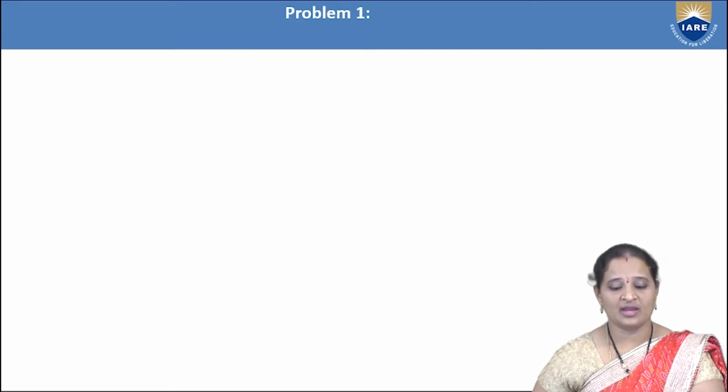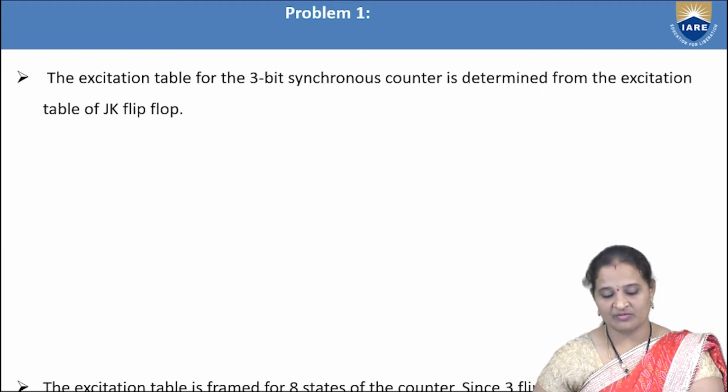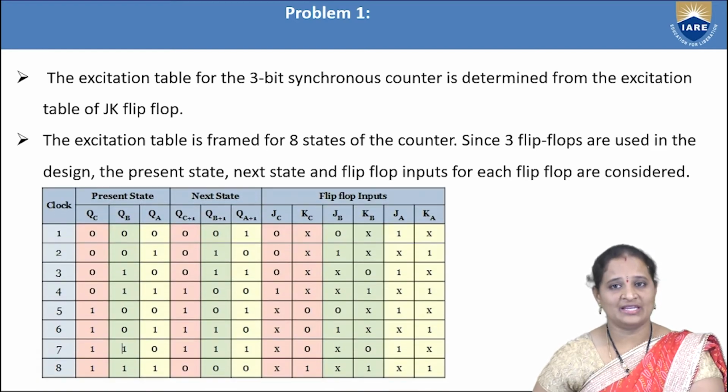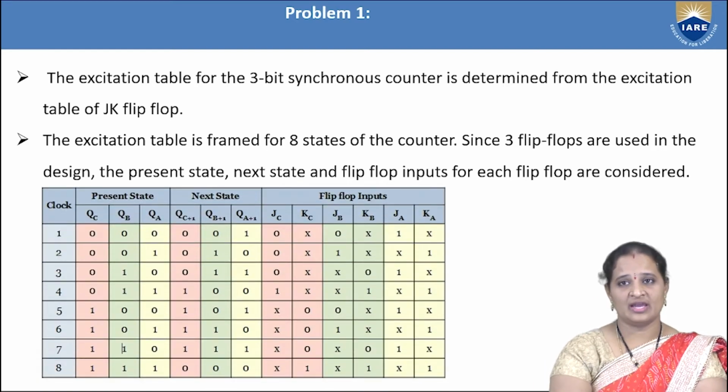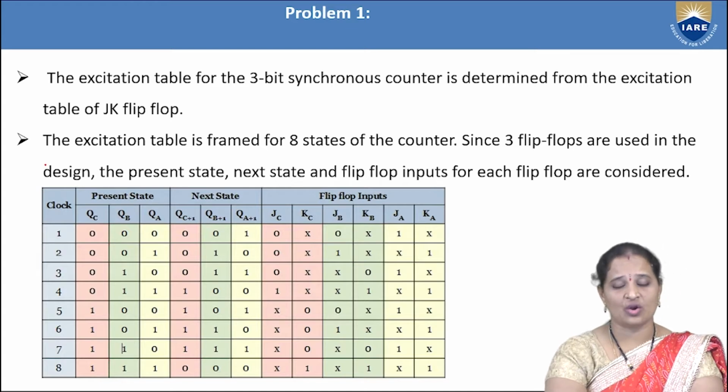We must recall that. After that, we need to derive the excitation table for the counter. As we all know, it is a 3-bit synchronous up counter, so it can undergo 8 states. This is the excitation table, and here is how we have derived it. As we know, it is a 3-bit synchronous up counter, and it can count 8 clock pulses.